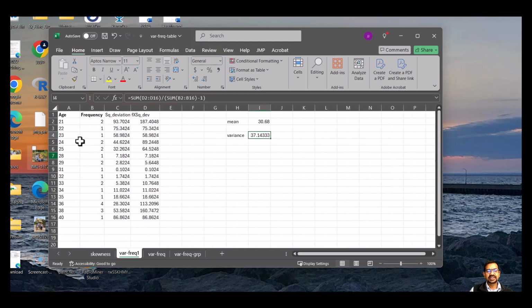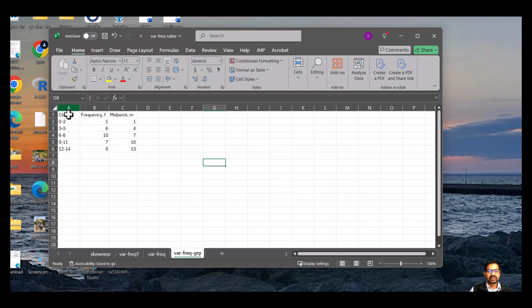Now the advantage of this method is that we can apply this to grouped data also. So let's say we were given grouped data like we had 0 to 2, then 3 to 5, 6 to 8, 9 to 11, 12 to 14 as the intervals or groups. And we were given the frequency of occurrences in each group, that we had one observation in this group, we had 10 observations in 6 to 8. So how do we calculate the sample standard deviation, variance as well as the sample mean from this group table?